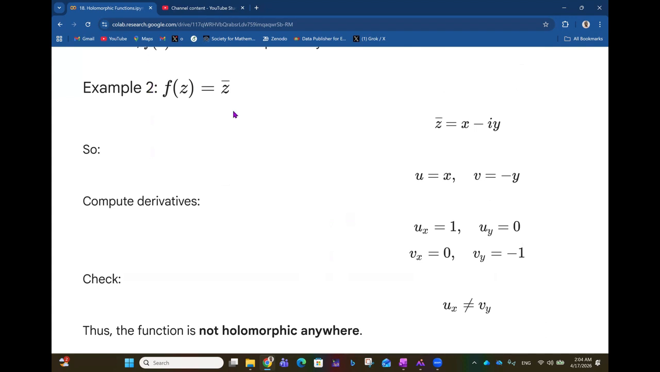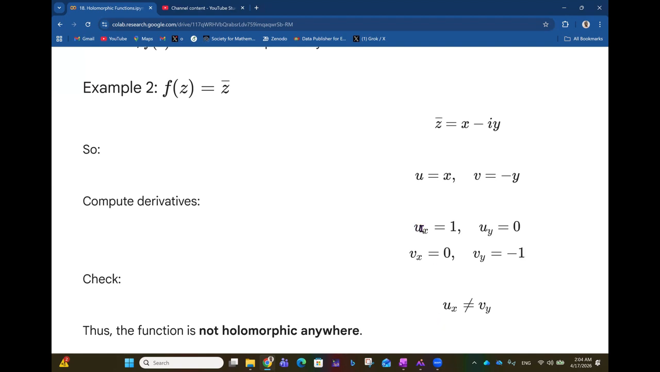And of course, we have this notorious example, f of z equals z bar, the conjugate of z. Since z is x plus iy, the conjugate of z is x minus iy. So the real part is x and the imaginary part is minus y. If you compute the derivatives, partial u partial x is 1. Partial u partial y is 0 because there's no y here in the first place. Partial v partial x is 0 because there's no x here. And partial v partial y is minus 1.